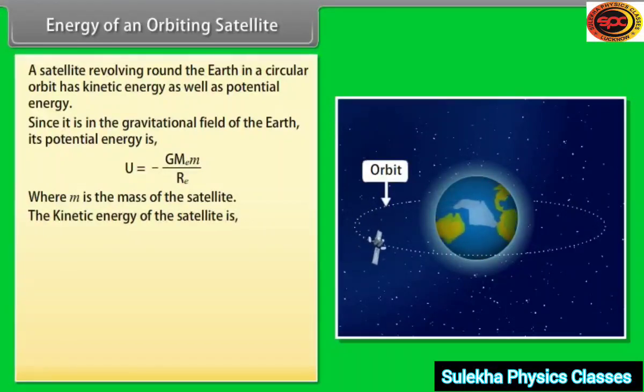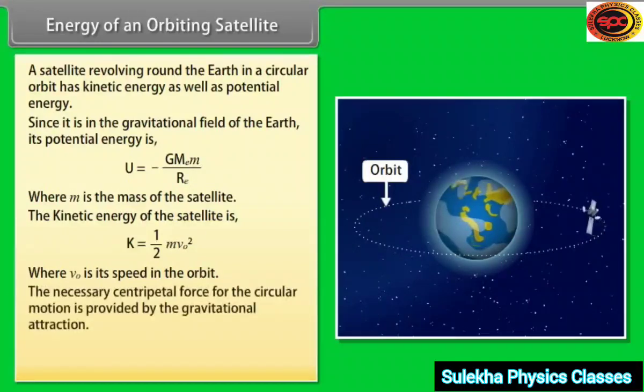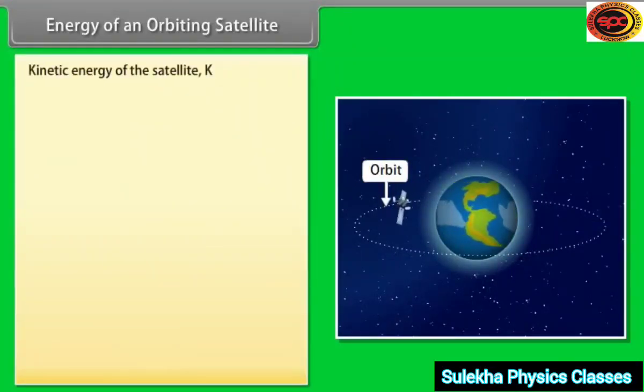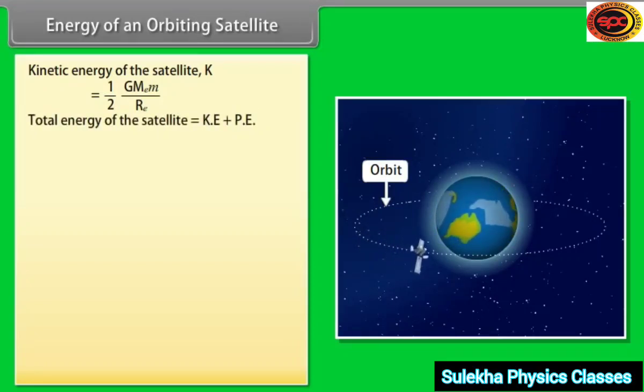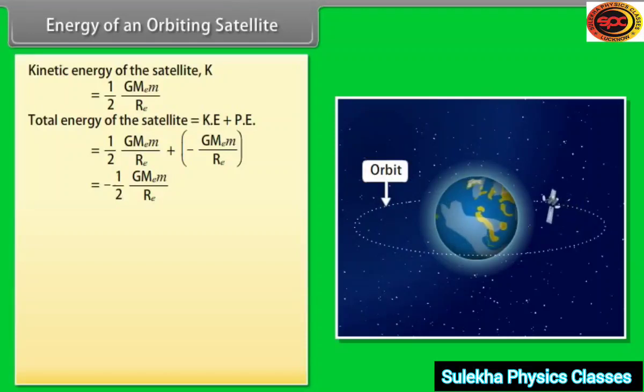The kinetic energy of the satellite is K = 1/2 mv0², where v0 is its speed in the orbit. The necessary centripetal force for the circular motion is provided by the gravitational attraction. Kinetic energy of the satellite K. Total energy of the satellite is equal to kinetic energy plus potential energy. On calculating, we get total energy = -1/2 GMEM/RE.